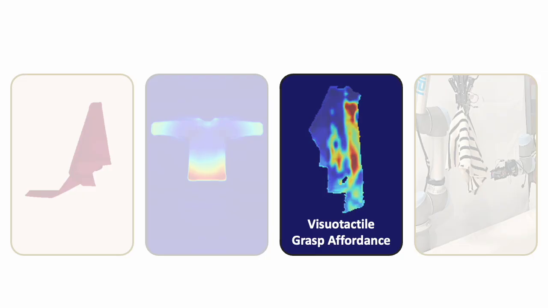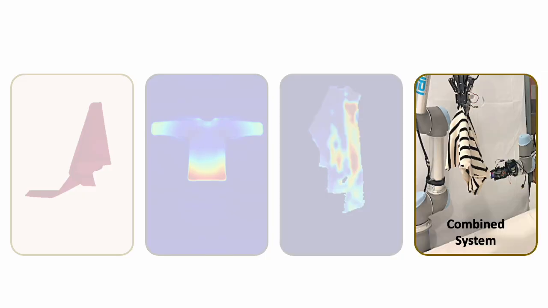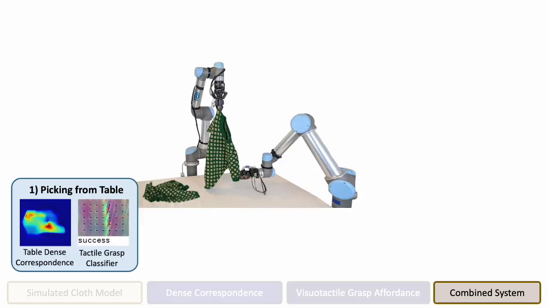Finally, let's combine these components and introduce our reactive in-air garment manipulation system. Breaking down our framework, we start by picking the shirt from the ground using dense correspondences and tactile sensing to ensure grasp success.